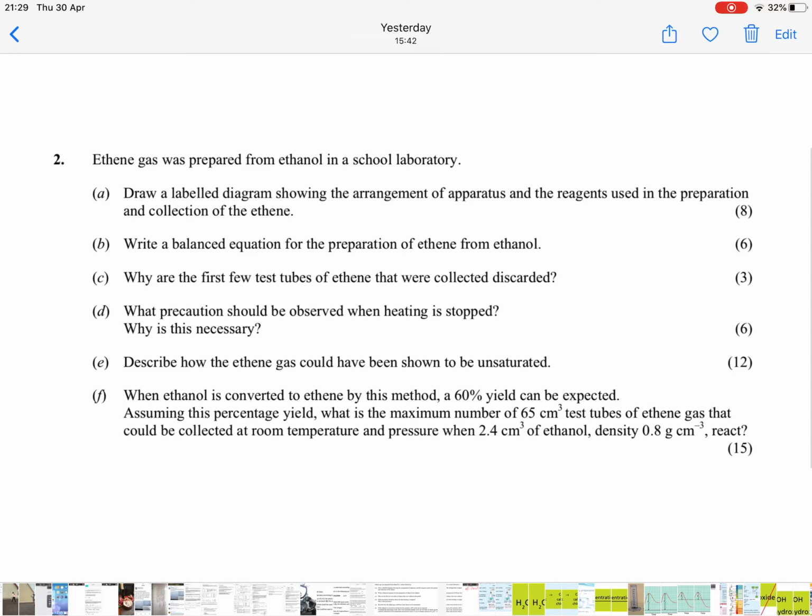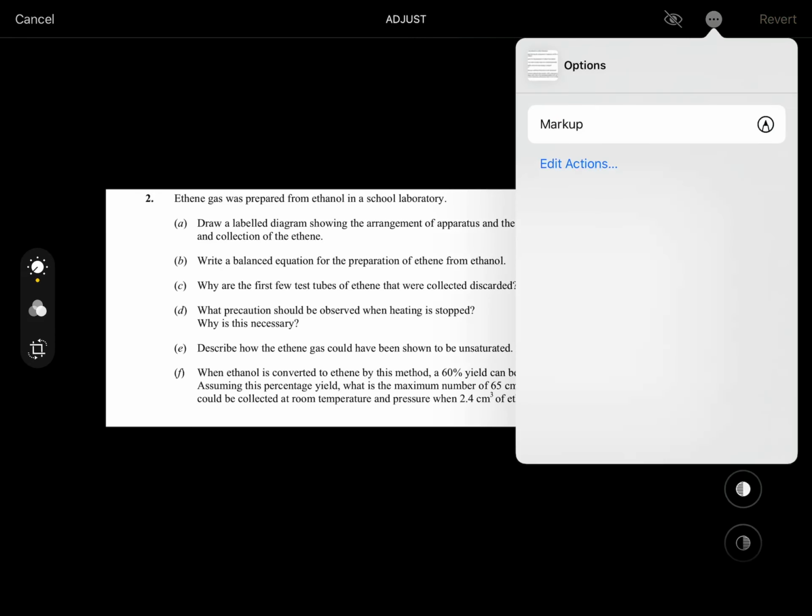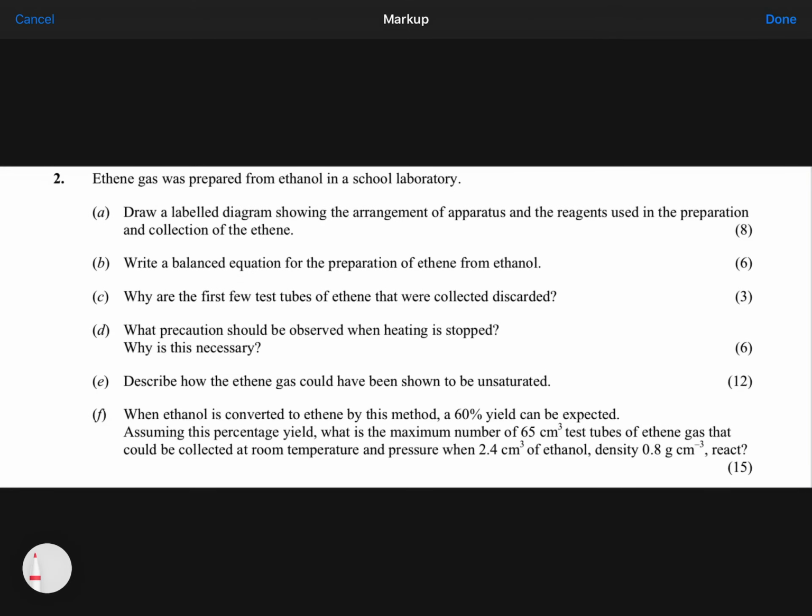The next thing that you'll do then is you'll draw your tubing and again label the delivery tubing. You need to label everything, and then you're labeling your test tube of water in the trough of water, and you're collecting the ethene by downward displacement of water, okay? And remember, ethene is not polar, so it's not soluble in water. That's why you can collect it like that.